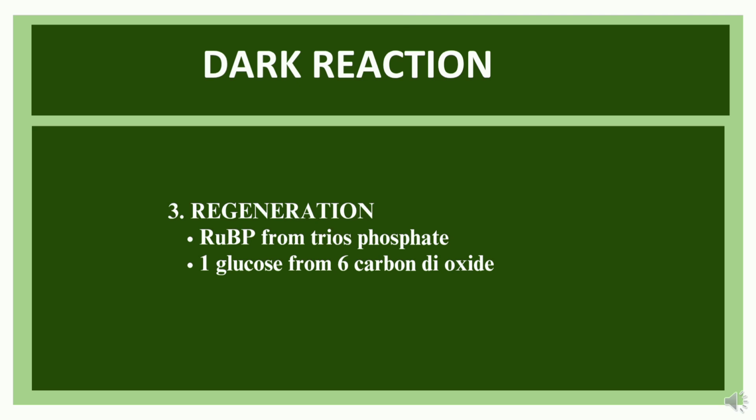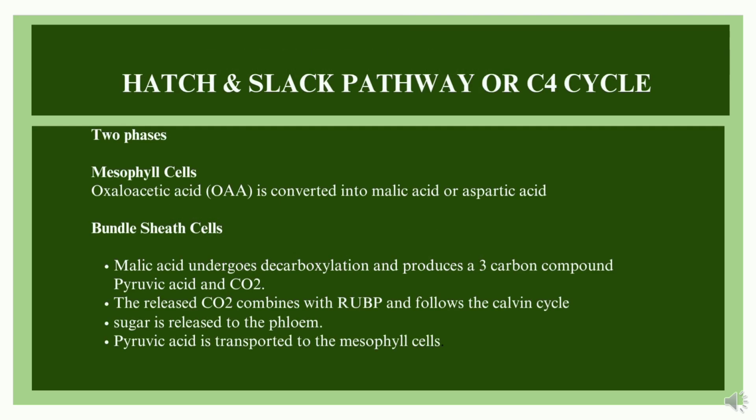Hatch and Slack pathway or C4 cycle. This reaction involves two phases, one in the mesophyll cells and then the bundle sheath cells. The first phase takes place in the stroma of mesophyll cells, where the 3-carbon compound phosphoenol pyruvate is converted to the 4-carbon oxaloacetate. Oxaloacetate is a 4-carbon compound, so it is also named the C4 cycle.